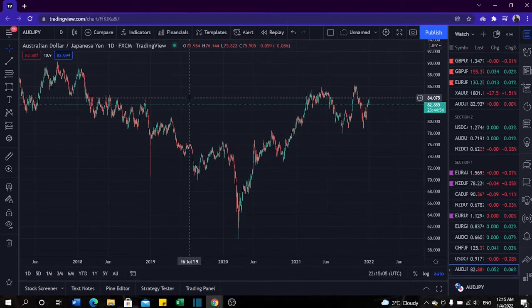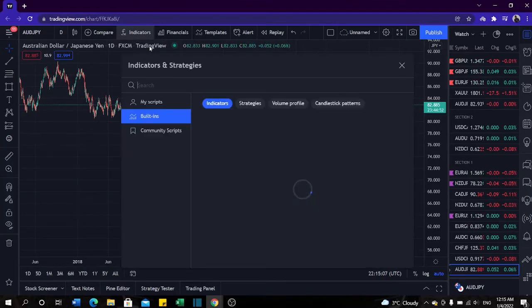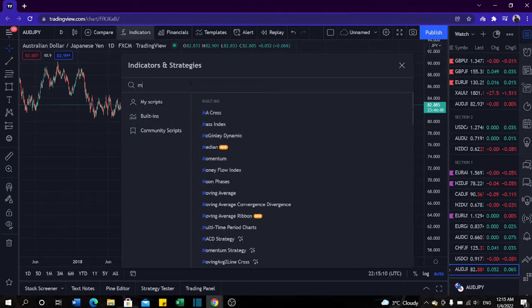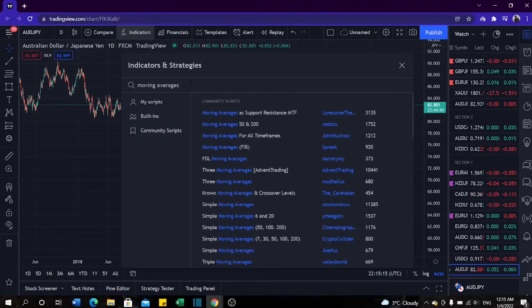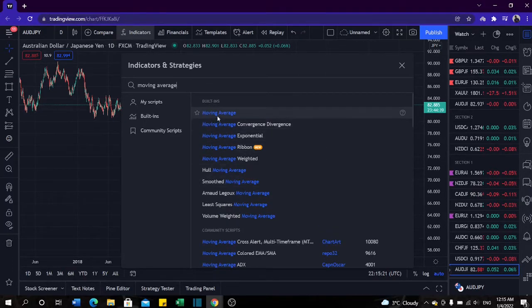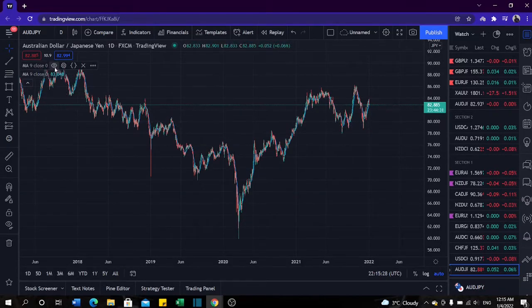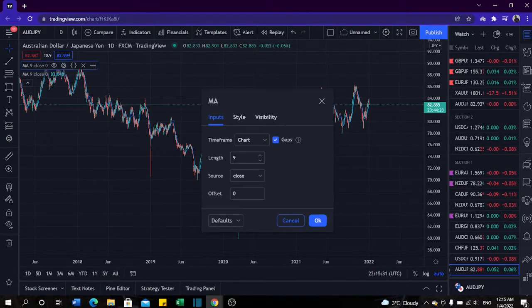Then, how to add an indicator. We'll come to FX indicators, type in moving averages. Moving average, yep. I'm going to add in a second one again. So how to change your moving averages to the 50 and 200: come here, click on 50. It's going to have a different color. Come here, change the length to 200.